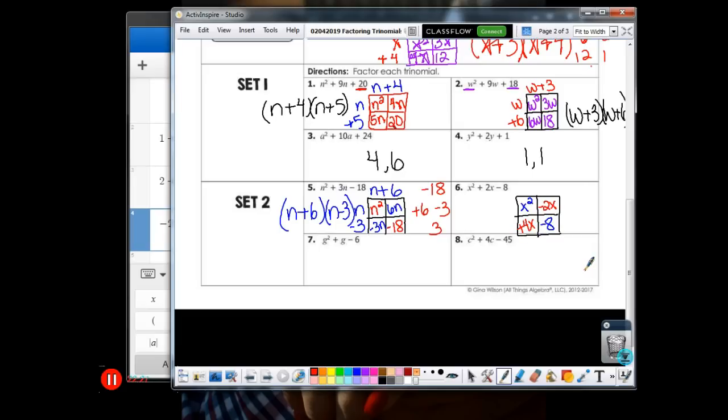Right? So then what times what gives me x squared? X times x. What times x gives me negative 2x? Negative 2. What times x gives me 4x? Positive 4. So my answer would be x minus 2 times x plus 4. Okay, does that make sense? Questions? Alright, let's go to the back.